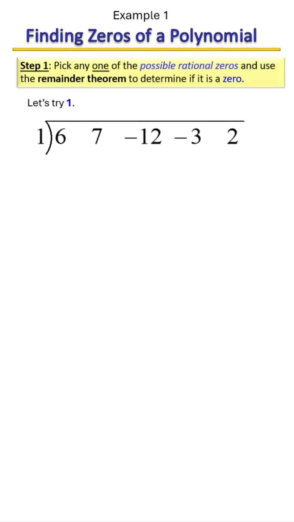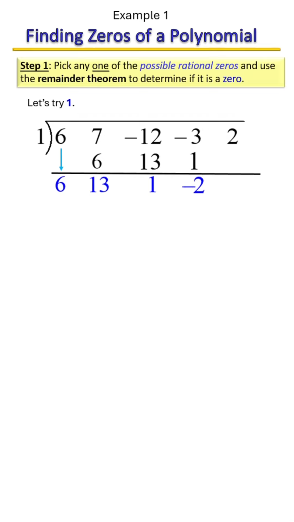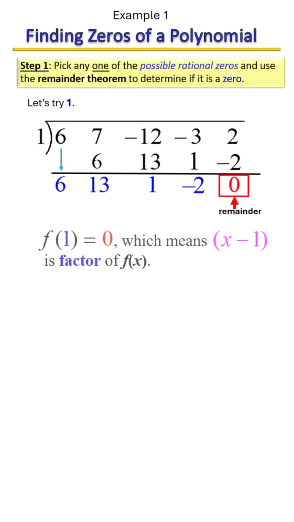So I'm going to start the process by bringing down the 6, multiply that with 1 to get 6. Bring down 13, multiply that with 1 to get 13. Bring down the 1, multiply that with 1 to get 1. Bring down the negative 2, multiply that with 1 to get negative 2. Bring down a 0. So sure enough, yes, it is a 0 of this polynomial function.